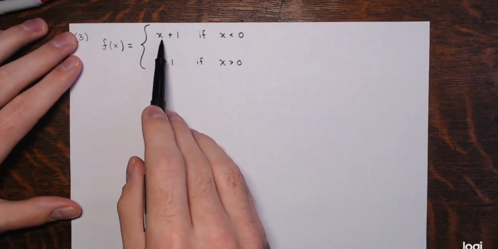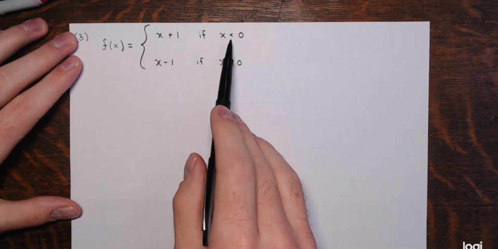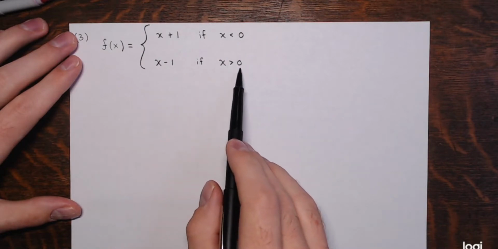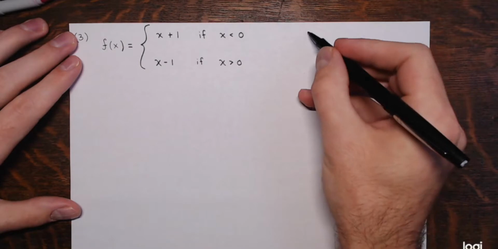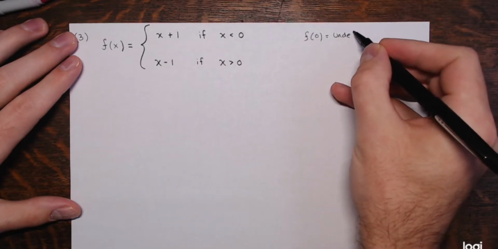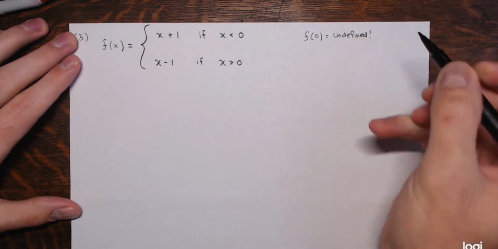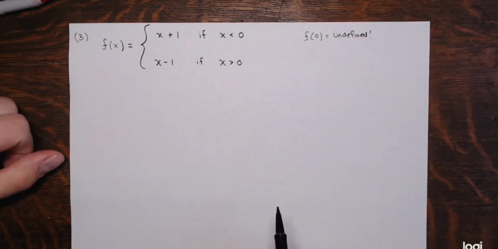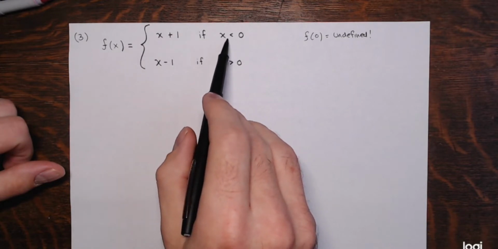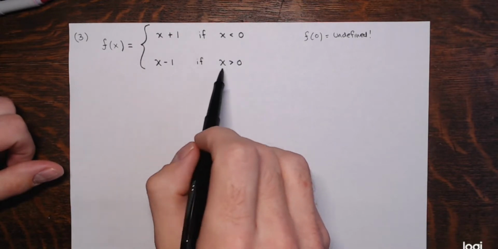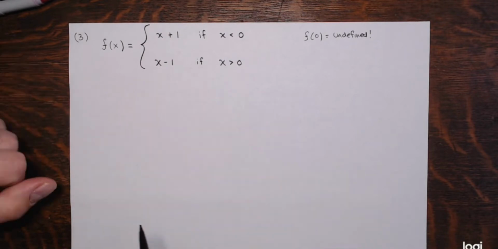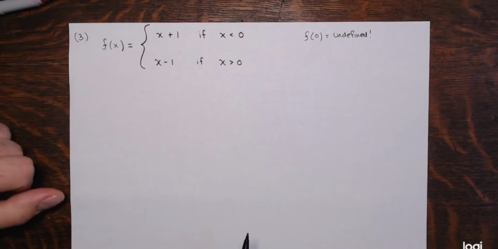It's just x plus 1 if x is less than 0. It's x minus 1 if x is greater than 0. So notice here, f of 0 will be undefined. There will be no point with an x value of 0. All the points on this first piece I'm drawing are going to have an x value less than 0, and all the points on the next piece are going to have values of x greater than 0. No value of x equal to 0.